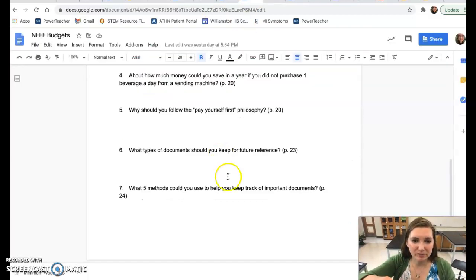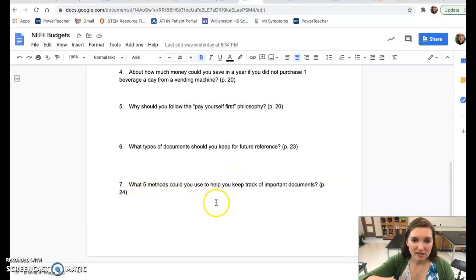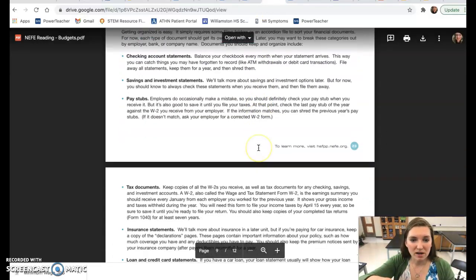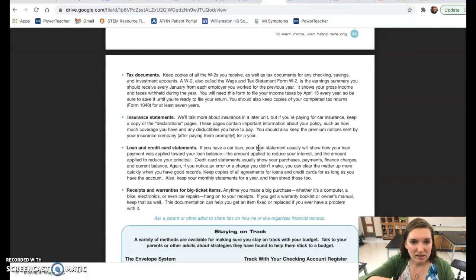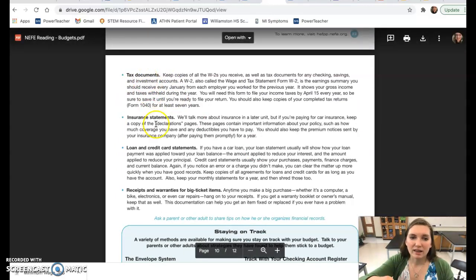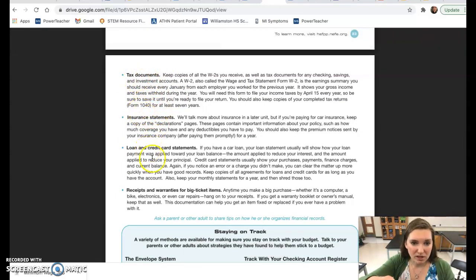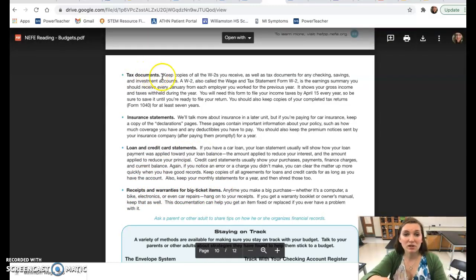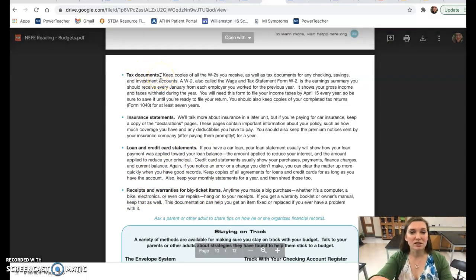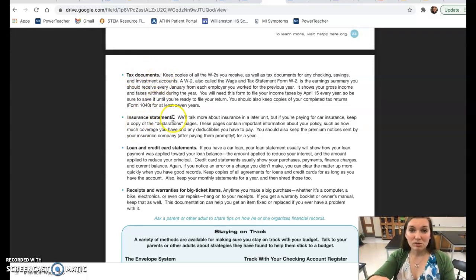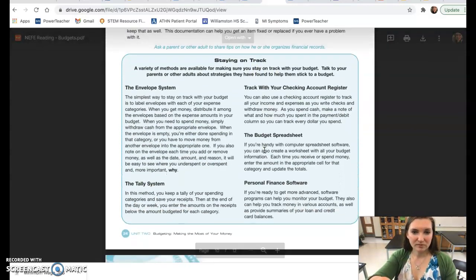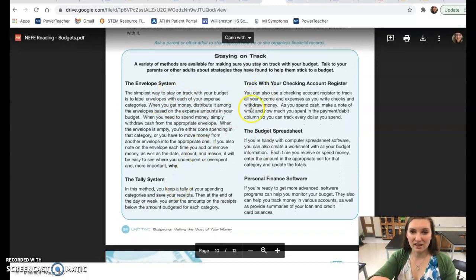Okay, so let's see. What 5 methods could you use to help you keep track of important documents? Page 24. 5 methods. Ooh, and there's even more. You know what? I like these documents even more for things you should keep track of. Loan and credit card statements, for sure. Receipts and warranties for big ticket items, for sure. Tax documents are really important to keep a hold of because it's hard to look that stuff up. Insurance statements are important. So here's 5 different ways you can stay on track.